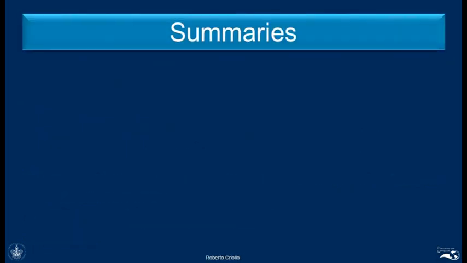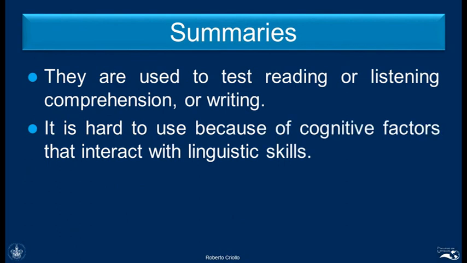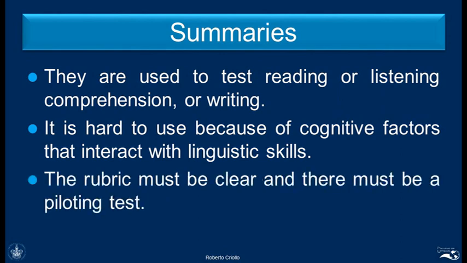Another kind of subjective and integrative test tasks are summaries, and they are used to test reading or listening comprehension, or sometimes writing. Now, this kind of item is very difficult to use because of the cognitive factors that interact with the linguistic skills. Not everybody is able to write a good summary, even though they may be very competent linguistically. The rubric that we create for assessing the summary must be clear, and of course there must be a pilot.